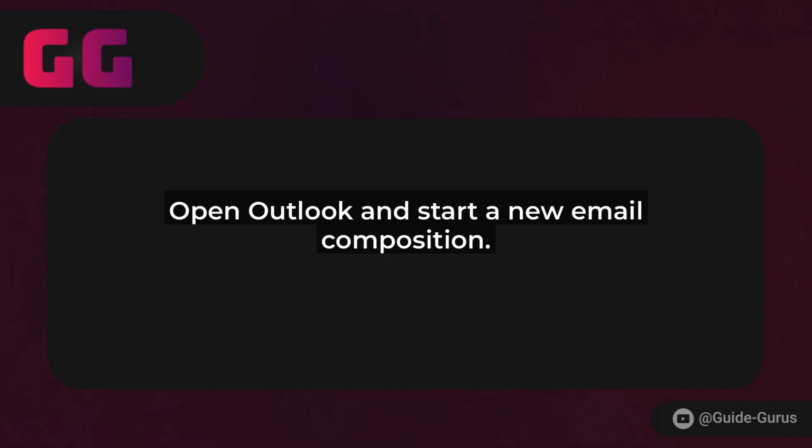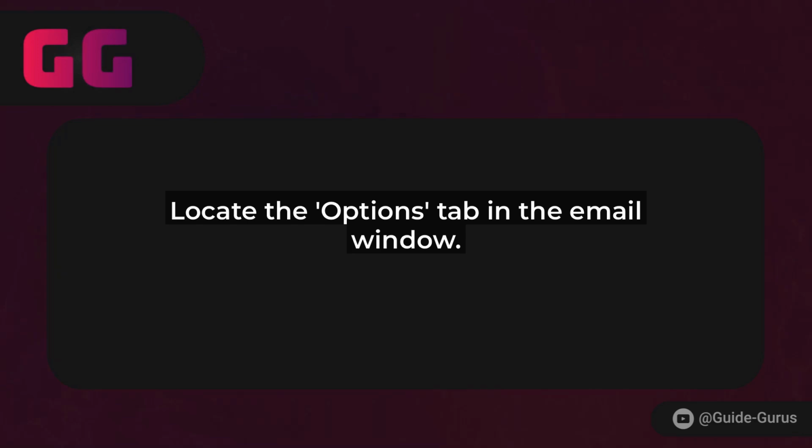First things first, make sure you have the latest version of Outlook installed on your computer or device. Once you're all set, open up Outlook and head to your inbox. Now, click on New Email to start composing your message. Type in your recipient's email address, add a subject, and write your body text just like you normally would.